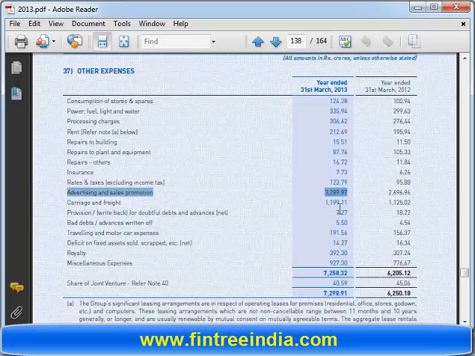3289.97 divided by, how much was the revenue? 27,586. 3289 divided by 27,586 is 11.11. 11 point how much? 92. So about 12%. Whatever is the revenue, and say it's a big number, they are actually spending about 12% of that revenue on advertisement expense. And then we have some other smaller expenses here.